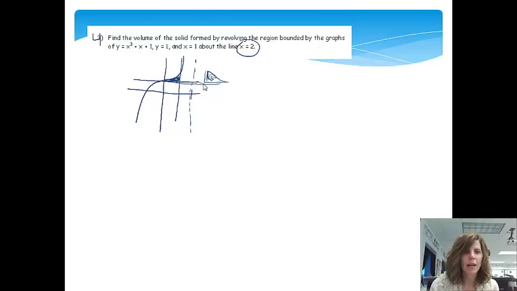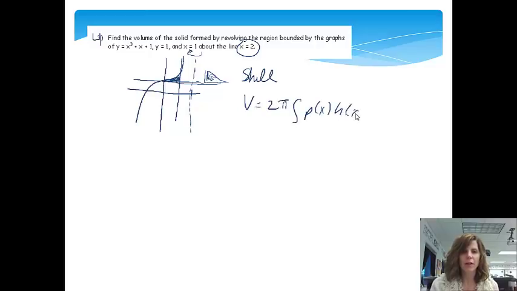And if I had to think of a shape, I guess it would be like a Hershey Kiss with the hole in the middle. So again, since it's about a vertical axis, we are going to use the shell method. So volume equals 2 pi, and then p of x, h of x, dx. All right, so we've got volume equals 2 pi. It's going to go from 0 to 1.